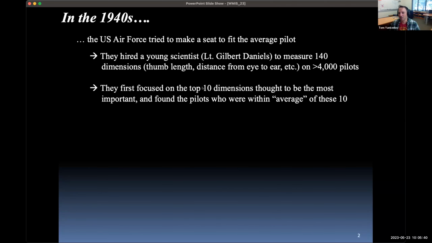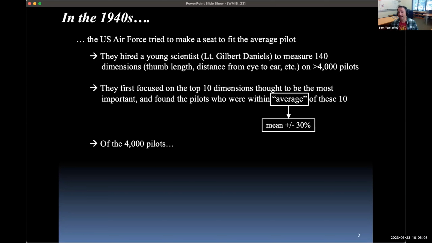They focused on what they thought were going to be the top 10 dimensions that would be the most important for making these cockpits comfortable. And then they tried to find the pilots that were within the average of these 10 different dimensions. And average was described very liberally here. It was the mean plus or minus 30%. So they were trying to find the pilots that fit into this range.